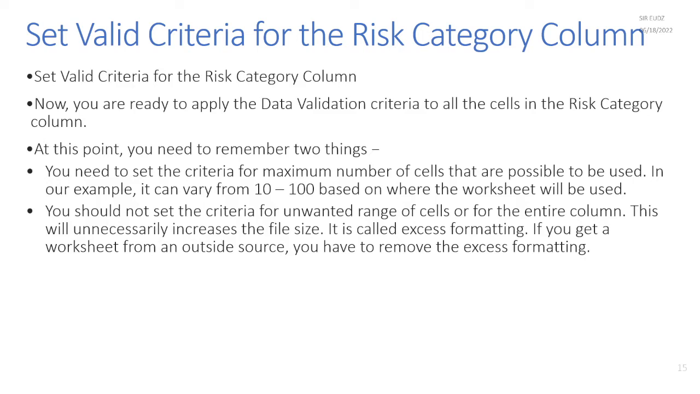So now you are ready to apply the data validation criteria to all the cells in the risk category column. At this point, you need to remember two things. You need to set the criteria for the maximum number of cells that are possible to be used. In our example, it can vary from 10 to 100 based on where the worksheet will be used. You should not set the criteria for an unwanted range of cells or for the entire column. This will unnecessarily increase the file size. It is called excess formatting. If you get a worksheet from an outside source, you have to remove the excess formatting.